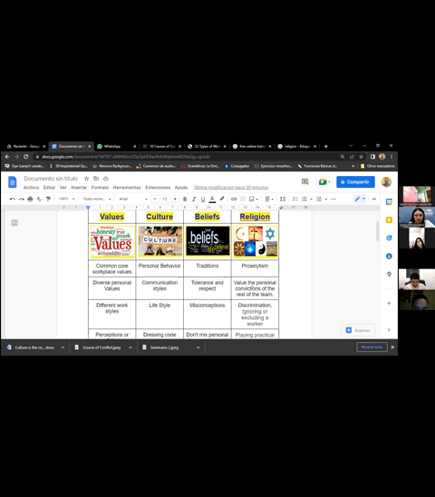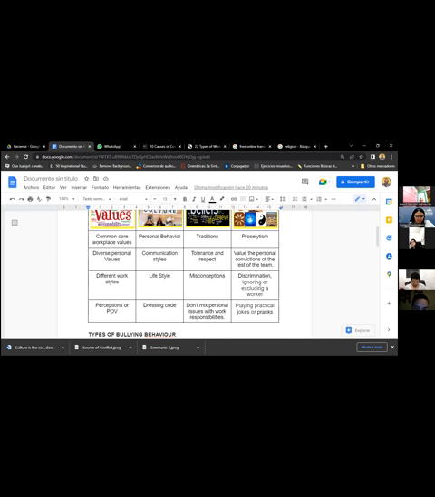Exactly. We need to value the personal convictions of the rest of the team. This is very important, because if we bully or discriminate, ignoring or excluding a worker because of their religion, belief, or culture, we will have problems in our workplace. We also need to avoid practical jokes or pranks, because they can be dangerous for other people, affect their self-esteem, and cause problems for us as a working team. This is our presentation, teacher.